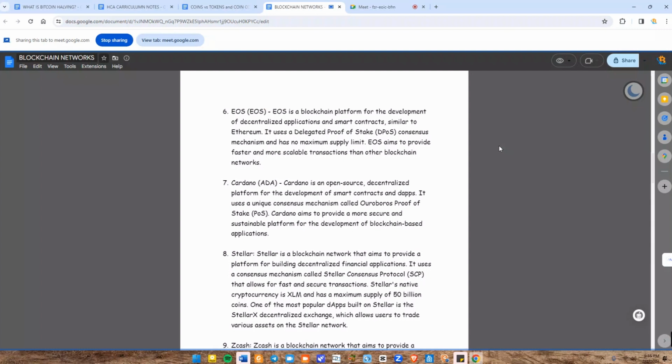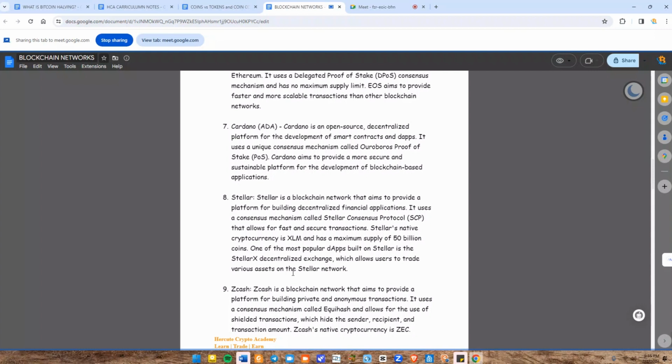Now we have Stellar. Stellar is a blockchain network that aims to provide a platform for building decentralized financial applications. You see, they are almost revolving around the same thing, trying to solve the previous problem from the previous blockchain network. It uses a consensus mechanism called the Stellar Consensus Protocol that allows for fast and secure transactions. Stellar's native cryptocurrency is XLM and has a maximum supply of 50 billion coins. One of the most popular dApps built on Stellar is the Stellar X decentralized exchange, which allows users to trade various assets on the Stellar network.